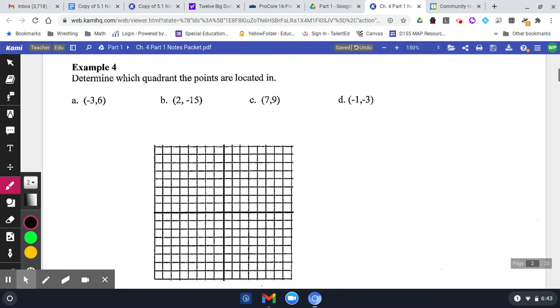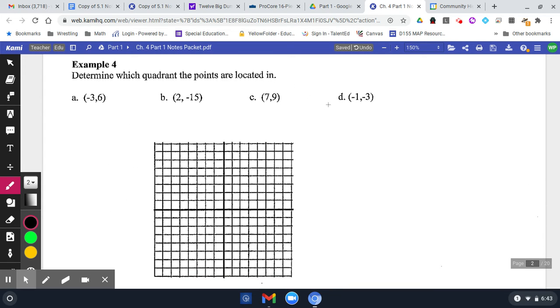We got example 4. We want you to plot these 4 points, and then you need to name what quadrant they are in, what quadrant or what coordinate they are in. So the first one is -3, 6. We go to the left 3, 1, 2, 3, then up 6, 1, 2, 3, 4, 5, 6. And that is going to be in quadrant 2.